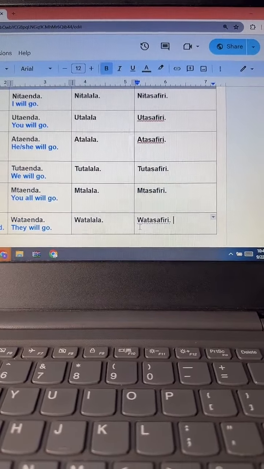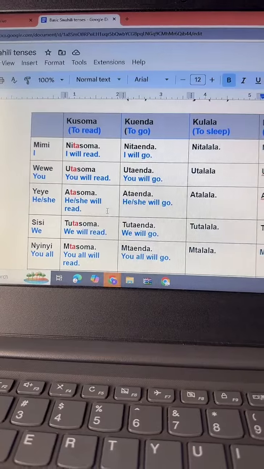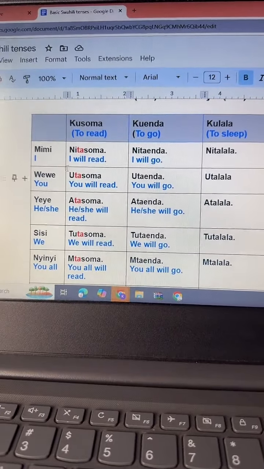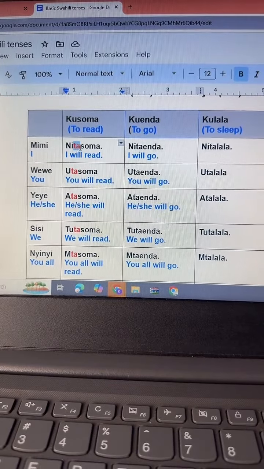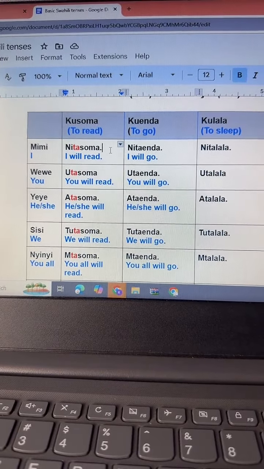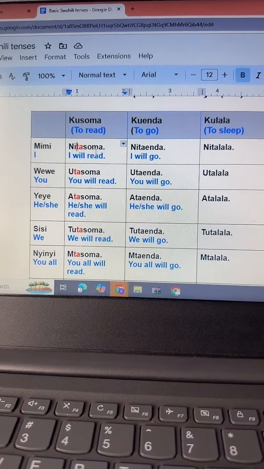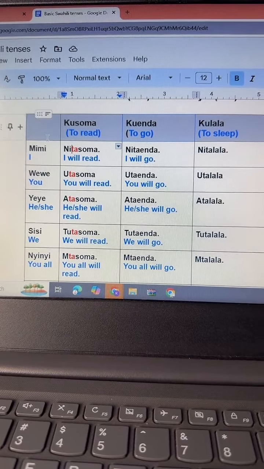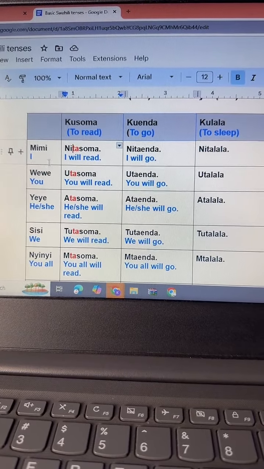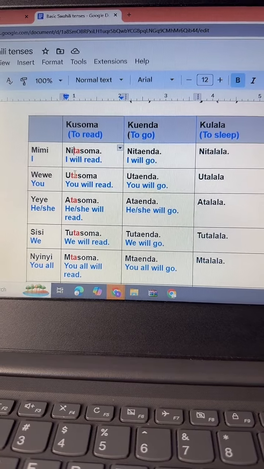Okay, now again, I will just review what we learned today. For the future tense, the tense marker is ta. So if you want to say you will do something, you conjugate your sentence with this ta. Nitasoma, nitaenda, nitalala. And also don't forget these personal pronouns or their representative prefixes.